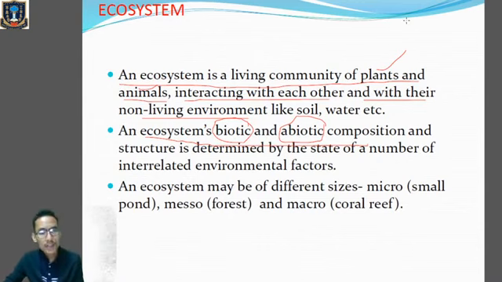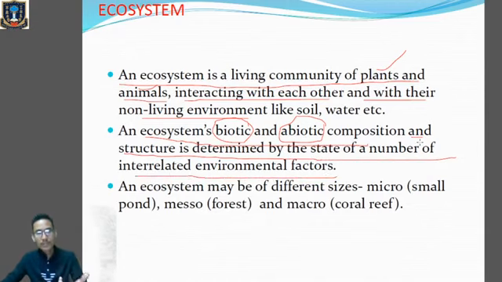The biotic and abiotic composition and structure of an ecosystem is determined by the state of a number of interrelated environmental factors. That means the composition of an ecosystem, whether biotic or abiotic, is determined by a number of factors. There are different types of environmental factors which define the composition of an ecosystem, and a change in one of those factors will bring a change in the ecosystem. If one environmental factor changes, that can totally change the composition of an ecosystem.